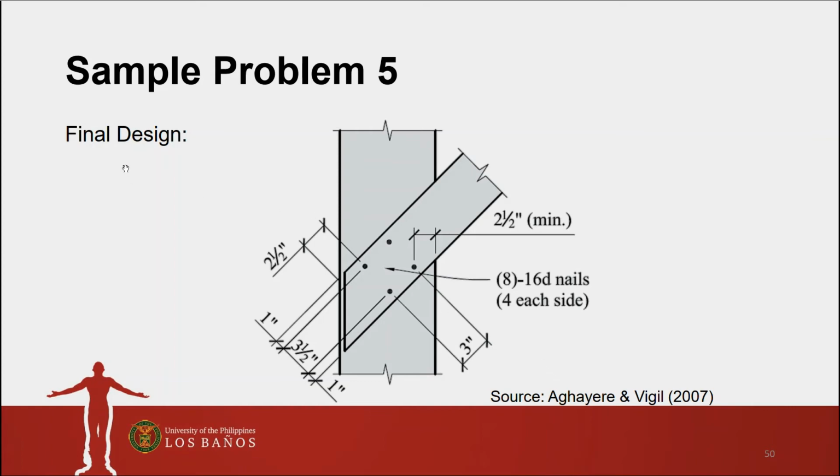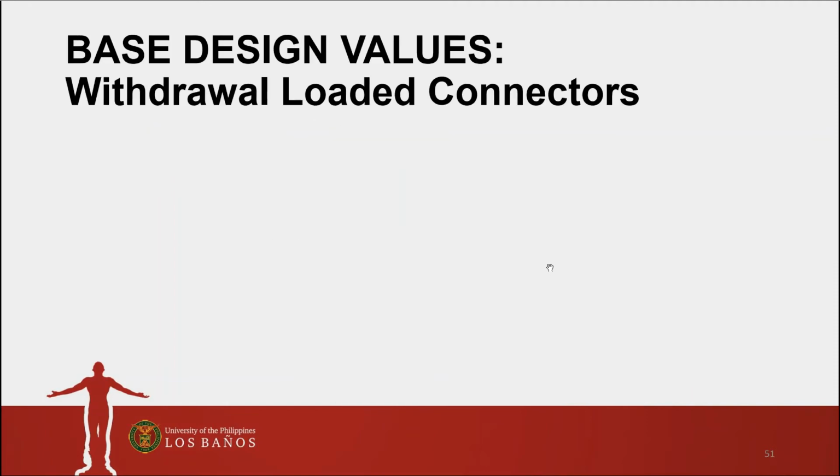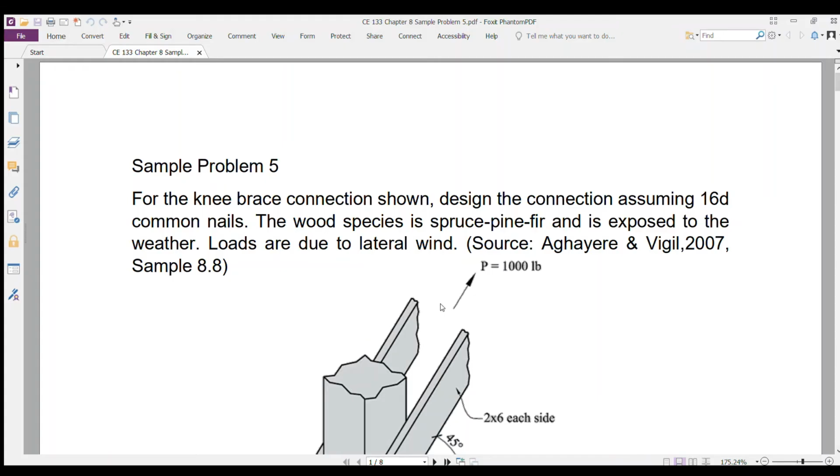So this is the final design for the connections. For sample problem number 5, we need to determine the number of 16D common nails to be used in order to resist the 1,000 pound load. The wood species is spruce pine fir and is exposed to weather, and loads are due to lateral wind.